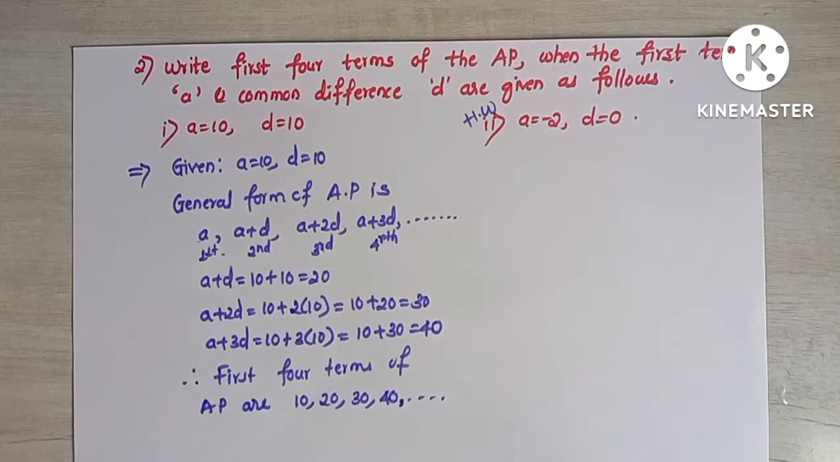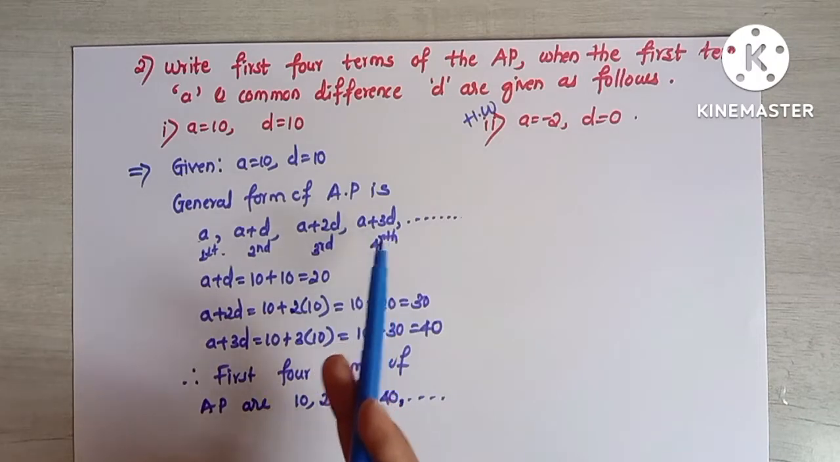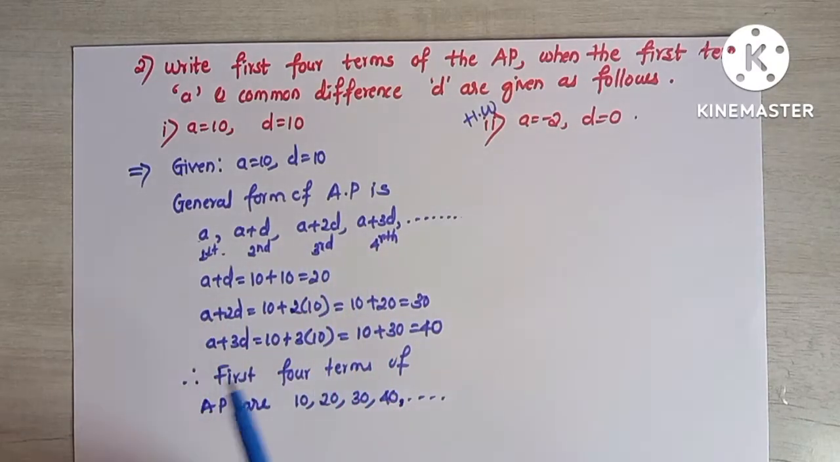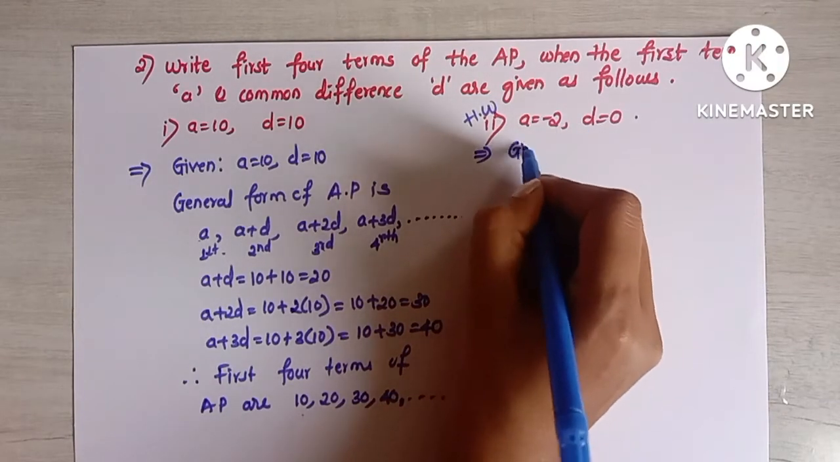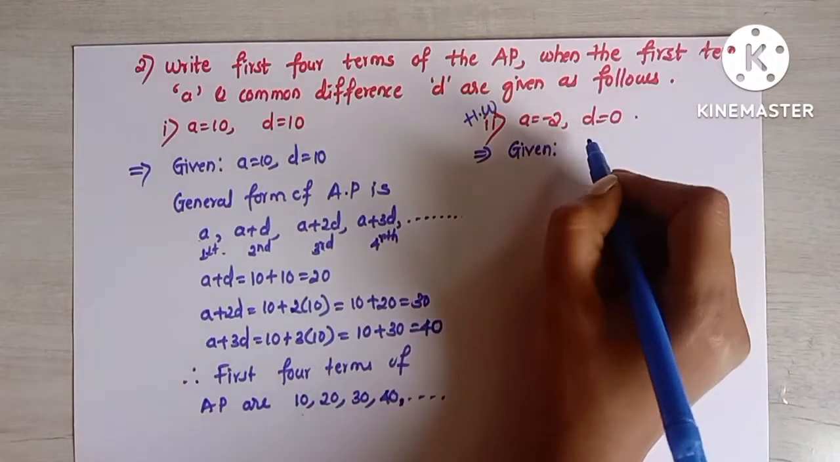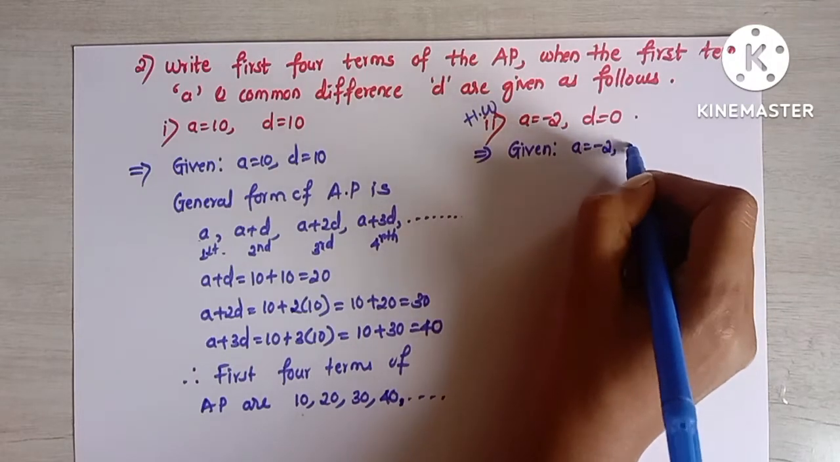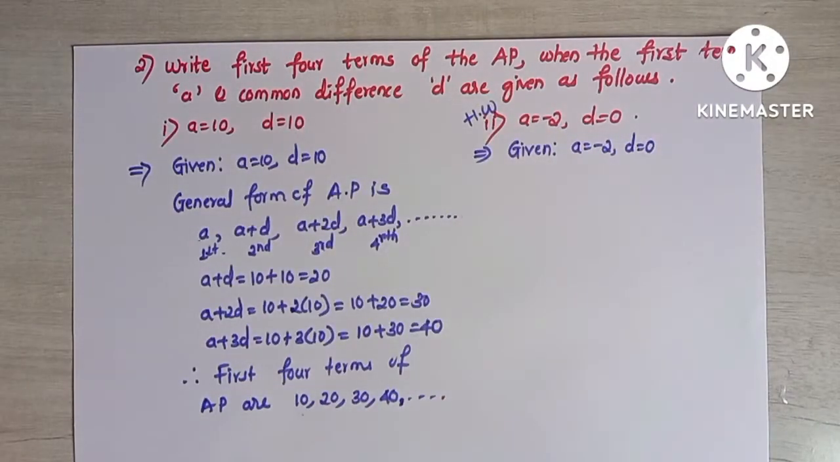Okay. So like this we have to calculate. First we have to write the general form of AP. After that we have to substitute all the values. I have asked only 4 terms of AP. Therefore we calculate A plus D, A plus 2D and A plus 3D. So these are the first 4 terms of AP. Let us see second example. So what is second example? We have to write given first. So what is given? A is equal to minus 2 and D is equal to 0.